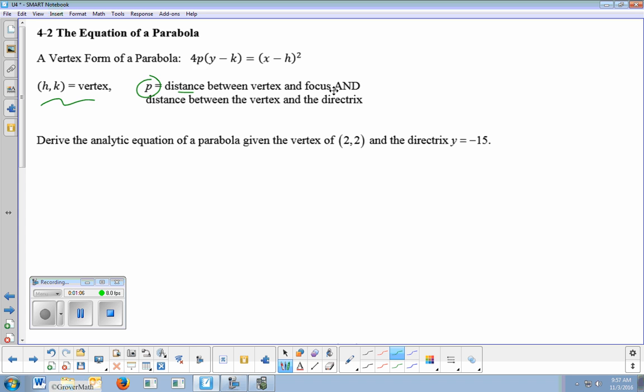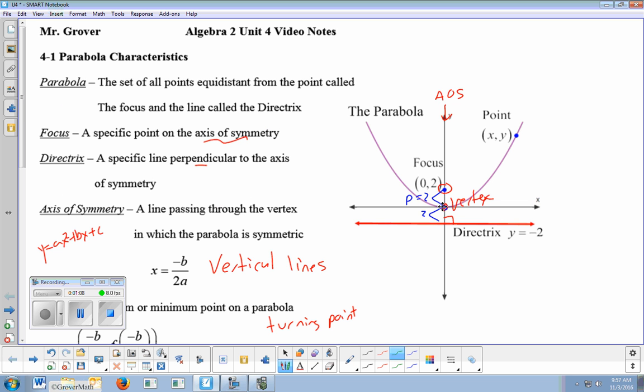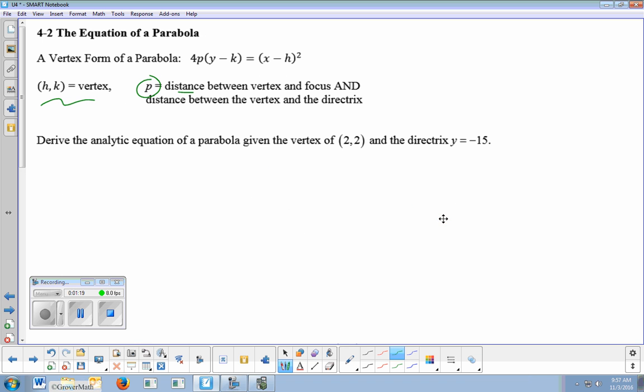If you remember from our last video, the vertex is right in the middle of the focus and the directrix. So the distance from that vertex to focus is the same as the distance from the vertex to the directrix. So you could get this distance in one of two ways. You could think of it as the distance between vertex to focus or the distance between vertex to directrix. It's the same thing. But we need that distance and the vertex coordinate. Plug all that into this equation and we could get the equation of a parabola. So let's take a look.